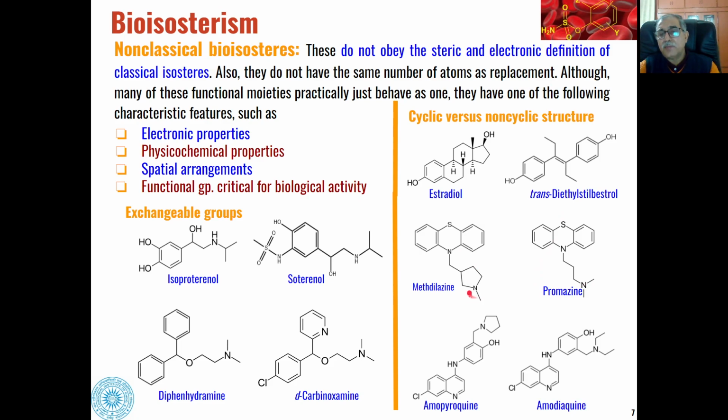Then in these two compounds, this has a cyclic ring structure for the tertiary amine, whereas this has an open chain structure for the tertiary amine, and the rest of the molecule is the same, so they will be regarded as non-classical bioisosteres. Then in these two compounds, this has a cyclic structure, whereas this has an open chain or non-cyclic structure, but these will also be regarded as non-classical bioisosteres.